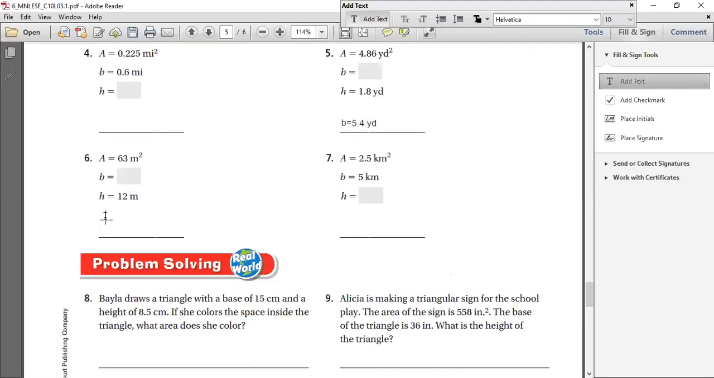Again, they're asking for the base. So B equals 10.5. Don't forget the unit. It is in meter. Height is in meters, so base will also be in meters. So this is what you're going to do.